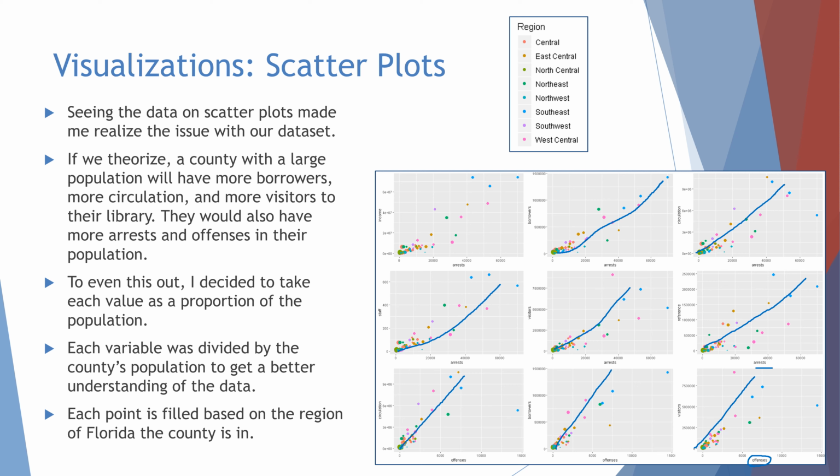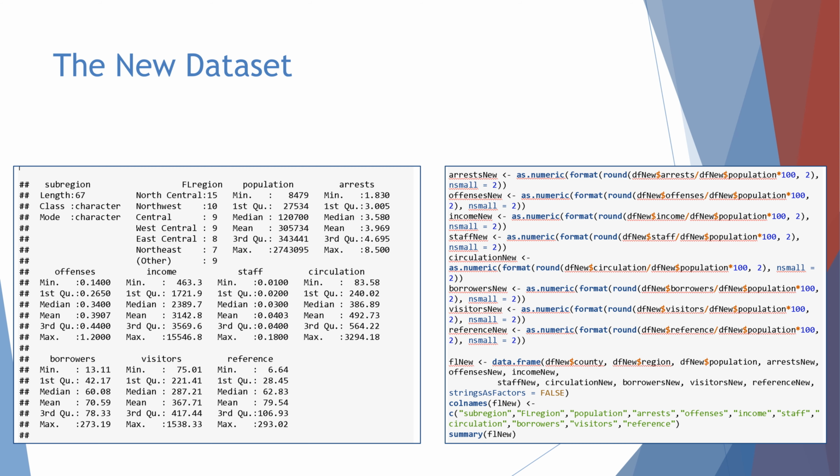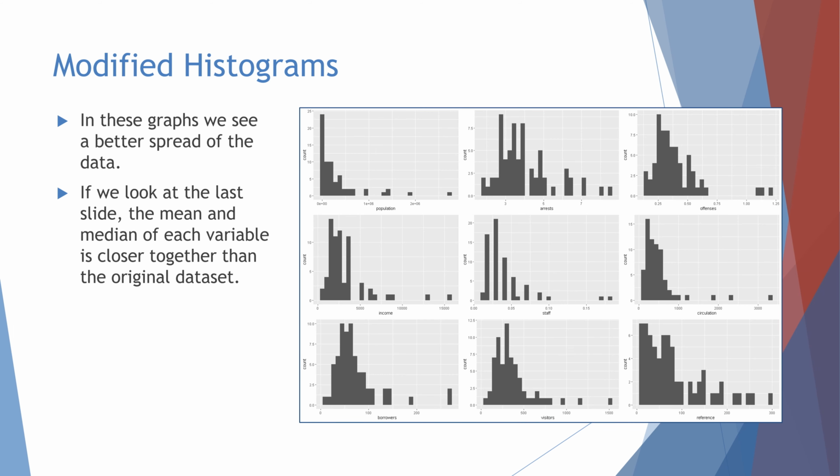But because of this, I realized that if a county has a higher population, they're more likely to have better library usage, and they're more likely to have more arrests. So what we did was take the data and divide it by the population so that it would be a better factor overall. And then these are the modified histograms that are a little less skewed to the left than their original ones were.